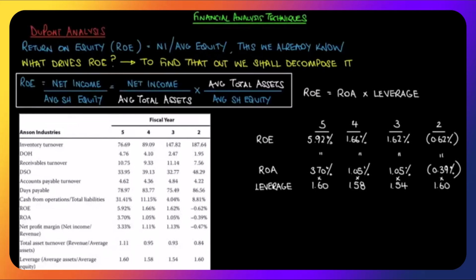And here it is. DuPont analysis, used first by the DuPont Corporation. We have ROE, return on equity, being net income divided by average equity. This we already know. We've already met ROE. It is a profitability measure. What is the net income you generated given your average equity for the year? And on a very high level, we can say higher ROE is good.